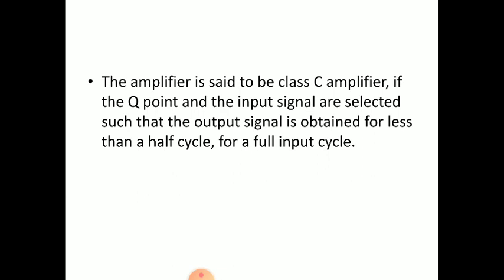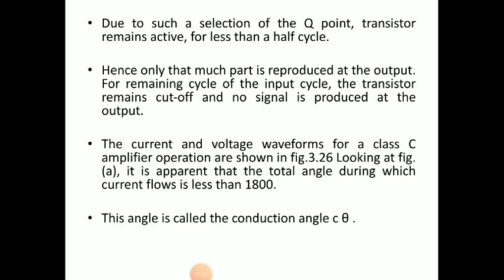For a full input cycle, we are getting the output for only less than half of the cycle. Due to such a selection of the Q point, the transistor remains active for less than a half cycle. Hence only that much part is reproduced at the output. For the remaining cycle of the input signal, the transistor remains cut off and no signal is produced at the output. This is very basic, and we have already seen class A and class B in the previous lecture. That's how the power amplifiers work.